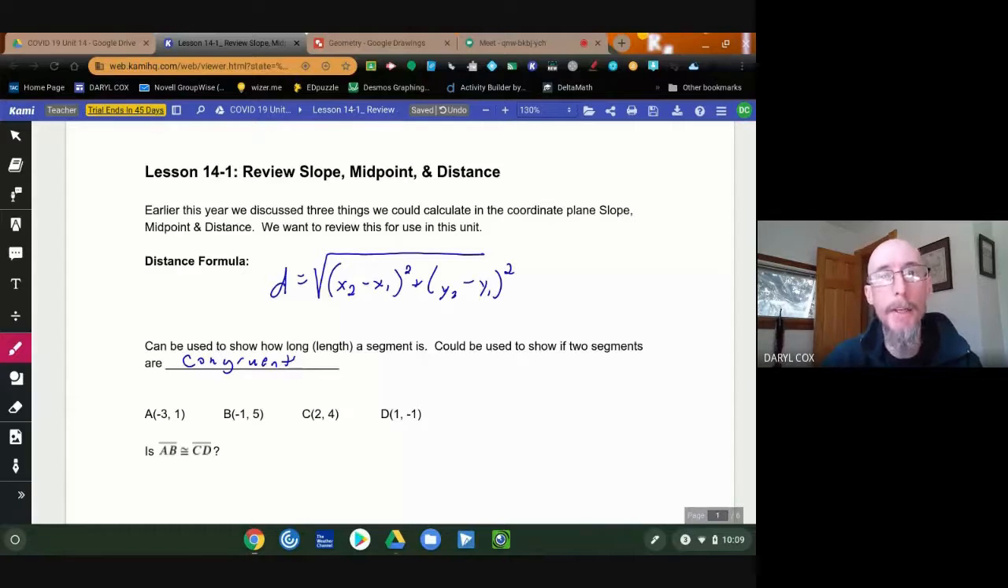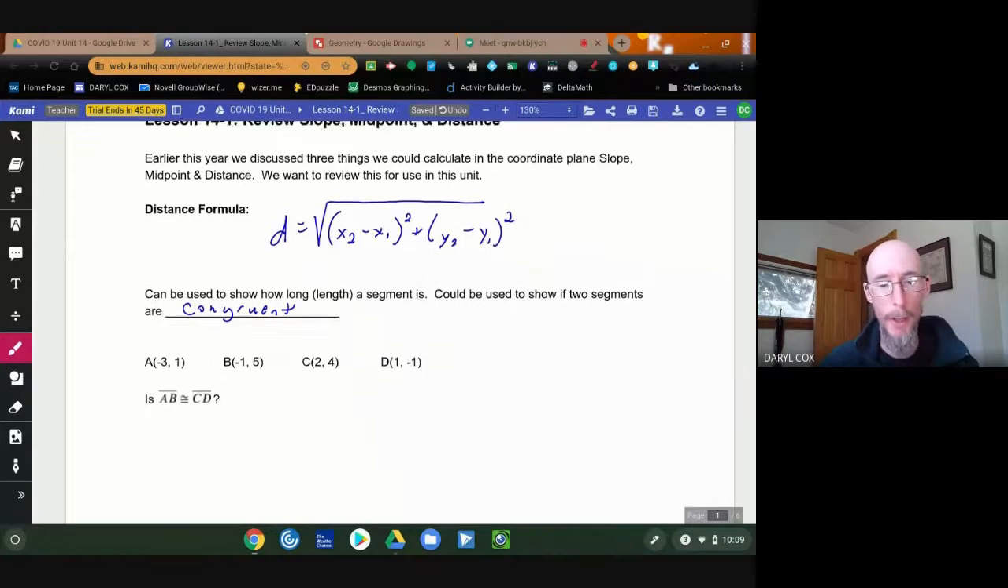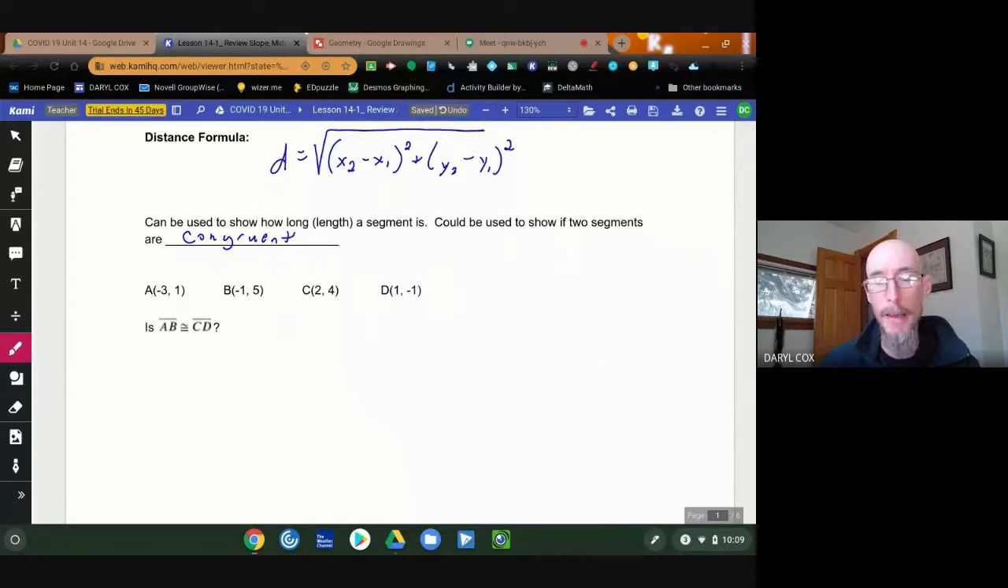Now I'm saying segments, but when we talk about this with polygons, we're looking at whether two sides are congruent or not. Okay, so let's just do a basic little problem reviewing our distance formula. We've got 4 points here, A, B, C, and D, and we want to find out, is segment AB congruent to segment CD? So we're just going to do our formulas. Now, I do encourage you, write all of this out. Notice we've got a lot of different formulas coming up here. Each equation is going to lead me to different things. So write this out and use your labels.